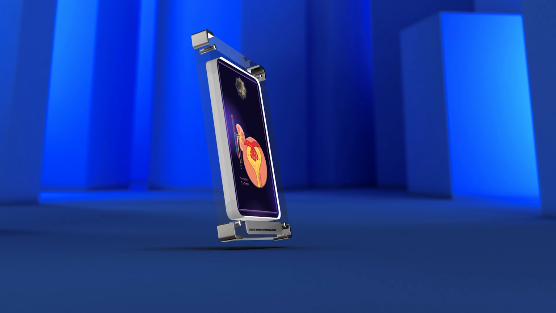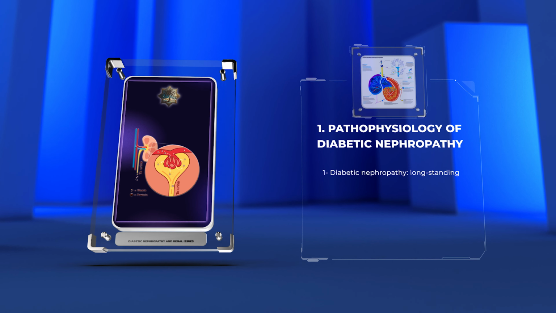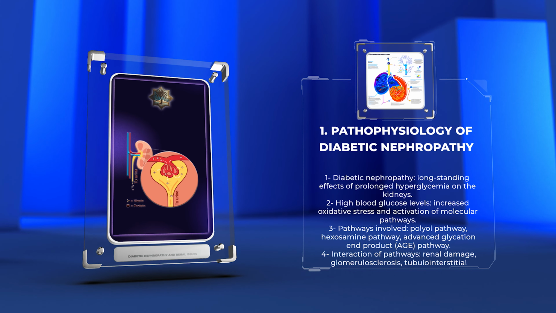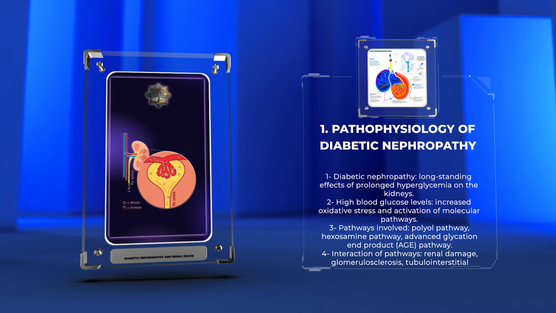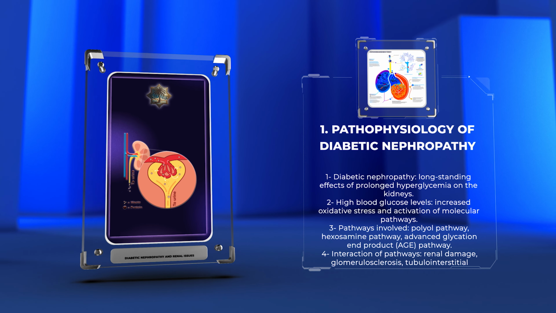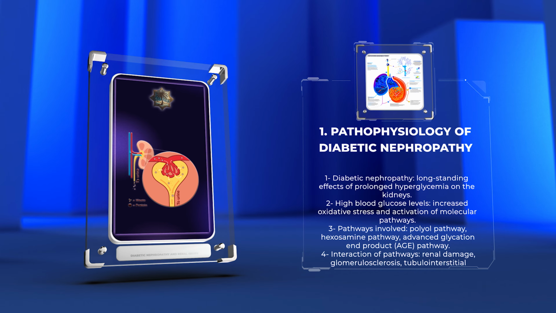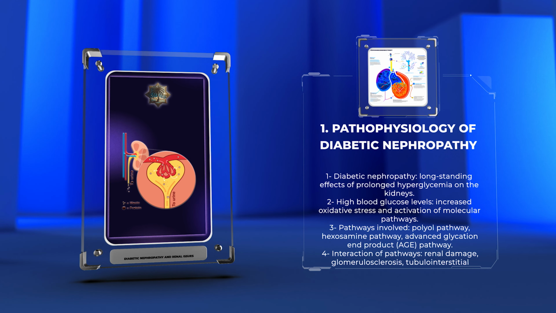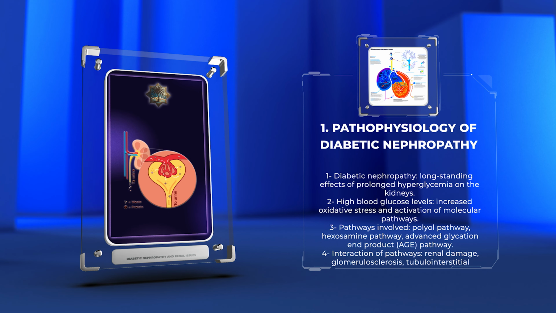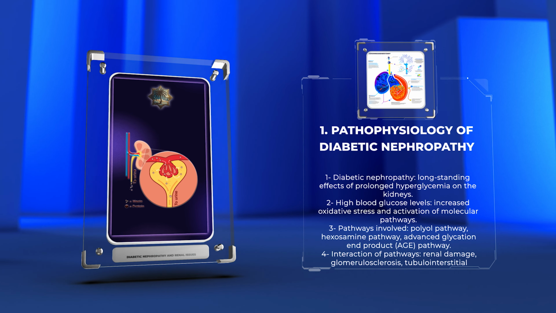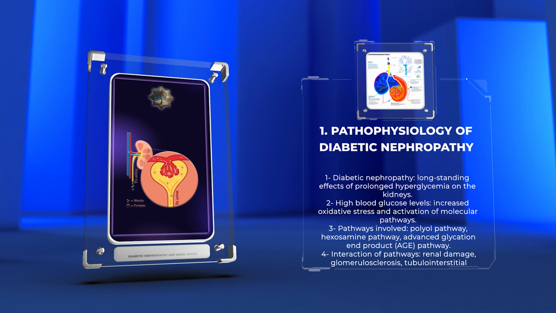Diabetic nephropathy begins with the long-standing effects of prolonged hyperglycemia on the kidneys. High blood glucose levels cause metabolic disturbances that result in increased oxidative stress and the activation of various molecular pathways. These pathways include the polyol pathway, the hexosamine pathway, and the advanced glycation end product, AGE, pathway. The interaction of these pathways contributes to renal damage, characterized by glomerulosclerosis, tubulointerstitial fibrosis, and arteriolar hyalinosis.